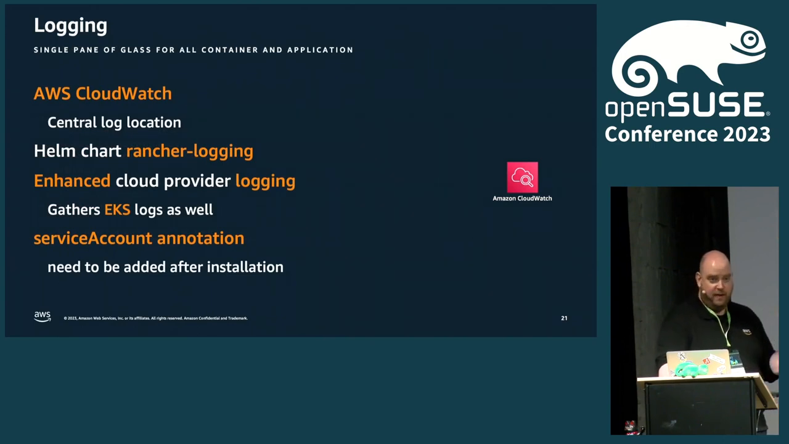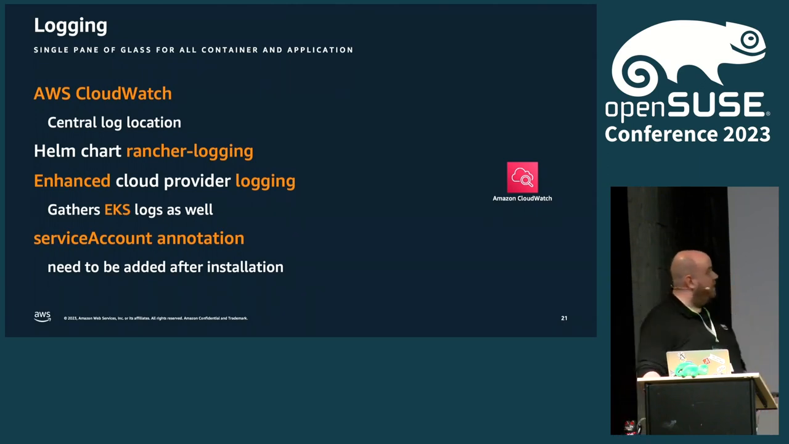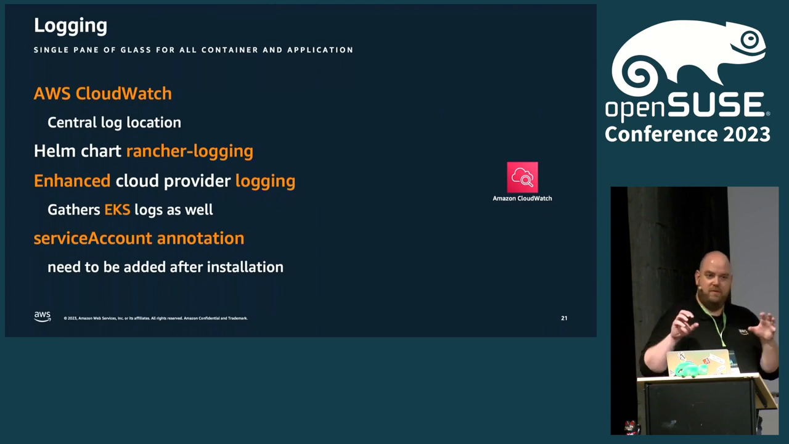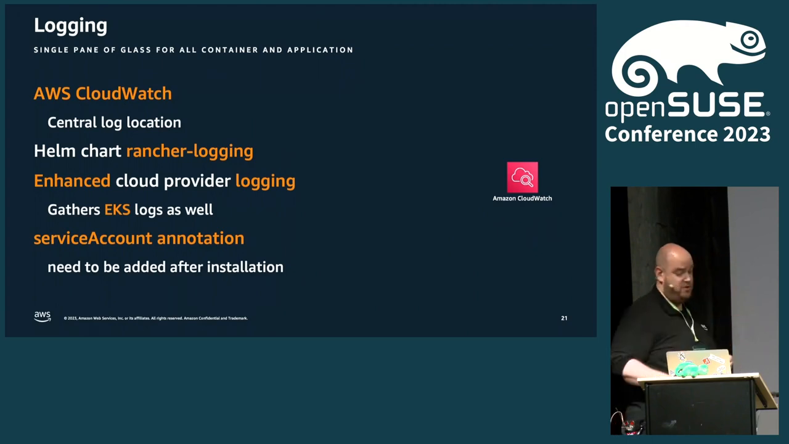It's quite similar when it comes to logging. We'll use CloudWatch as central log location. The Rancher logging Helm chart is based on the Kube logging operator. It uses Fluent Bit to actually gather the logs and Fluentd to forward the logs. When we enable enhanced cloud provider logging, I also get the EKS logs. So it's not just the node logs and the application logs, I also get the logs from the underlying EKS cluster. And as of today, the service account annotation needs to be configured after the installation. So I first install the Rancher logging operator, and afterwards I change the config.